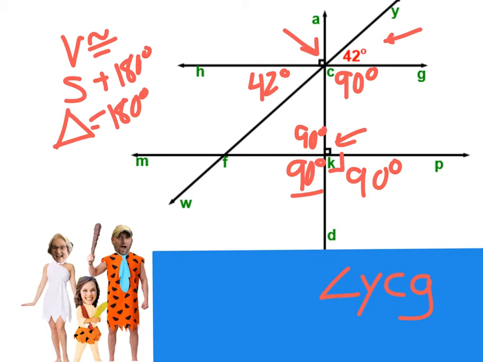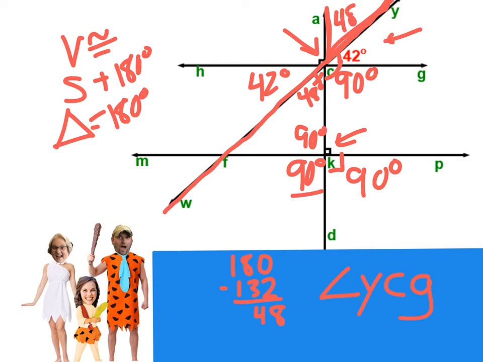I can also use supplementary right up here because I know that this line measures 180 and this is 42 and 90, so I can figure out this little angle right here. 90 plus 42 is 132, and if I take 180 minus that 132, I get 48 degrees. So that angle has to be a 48-degree angle. If that one's 48, its vertical angle, angle ACY, has to be 48 degrees also because vertical angles are congruent. We already know this one's 90 degrees because of its vertical angle.